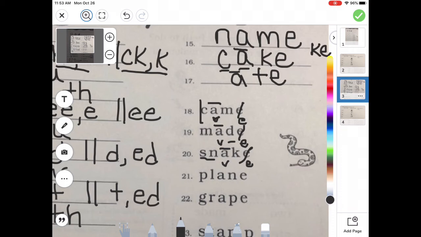All right, on our next word, where's my vowel? That's right, it's the A, but look, it's got a consonant and then an E, so that means that that A can be long and that E is going to be silent. So now I have plain.